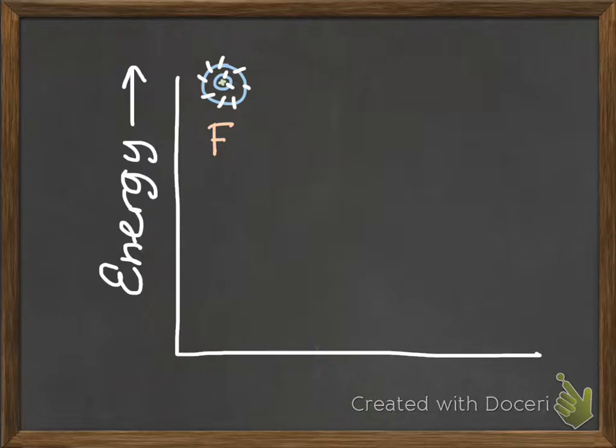Think about a little kid spinning wildly in the yard as fast as they can. They're going to fall down, they're going to go out of control. It's just not a stable situation. Fluorine is much more stable and lower energy when it gains an electron and becomes a fluorine 1 negative ion.